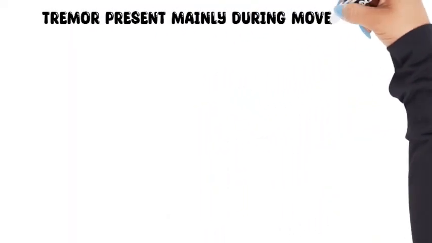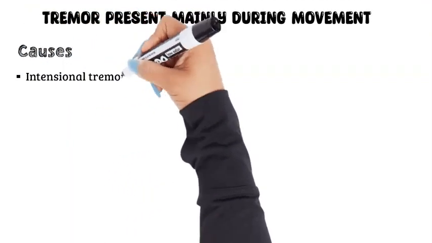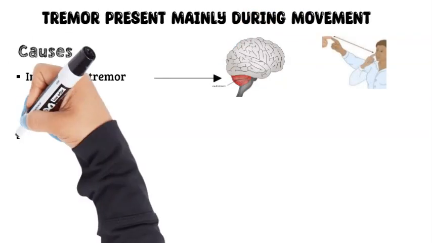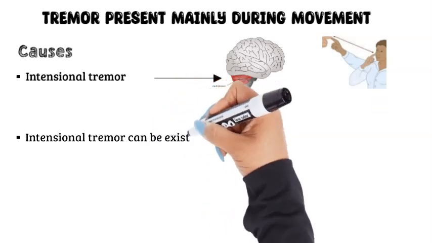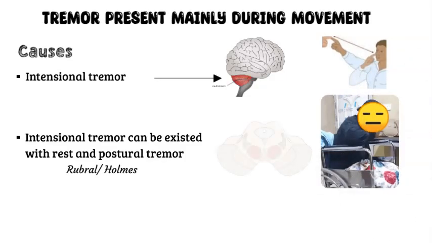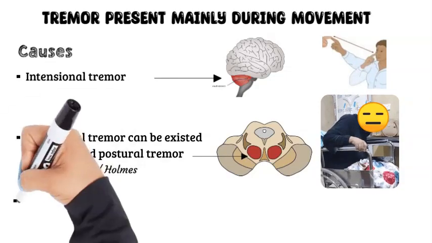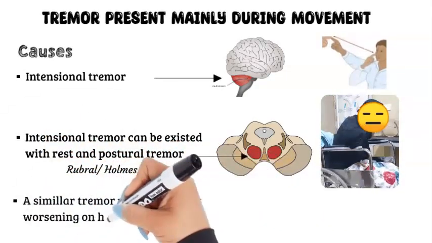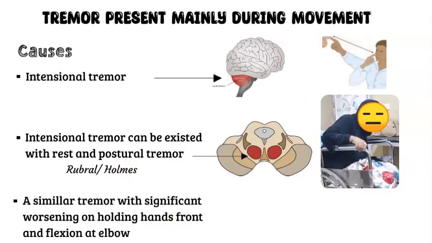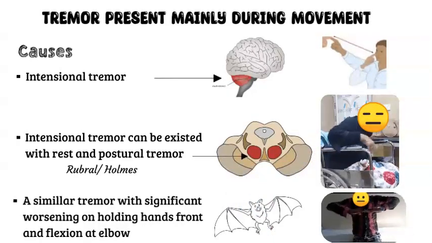And lastly, the tremor that is present mainly during movements, and its characteristic example is the intention tremor, which characterizes cerebellar dysfunction and is best examined by finger-nose test. Intention tremor can coexist with rest and postural tremor. It's called rubral or Holmes tremor, and as the name refers, it indicates a lesion in the red nucleus or its connections. A similar tremor with significant worsening on holding hands in front and flexion at the elbow characterizes the wing-beating tremor of Wilson disease.